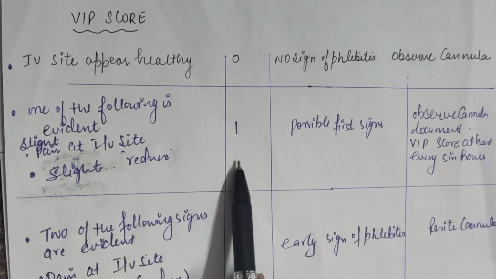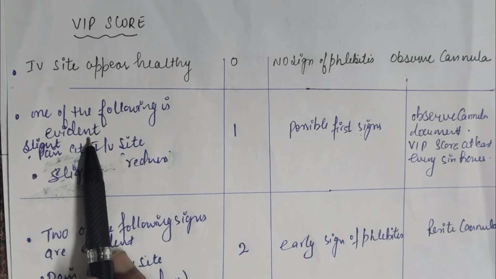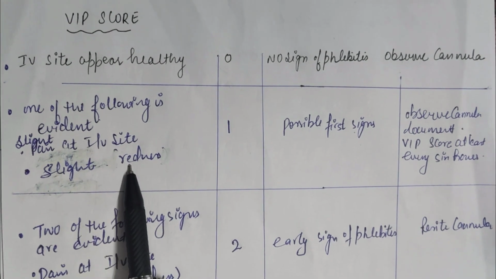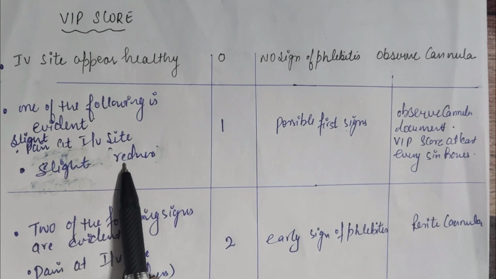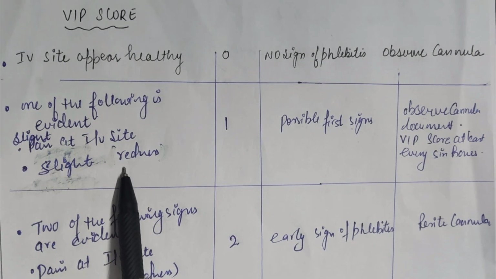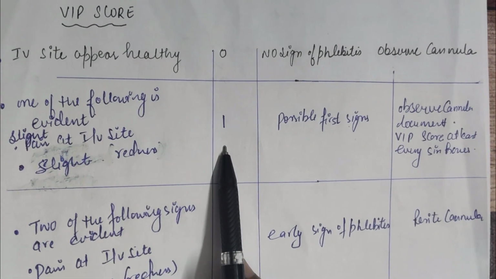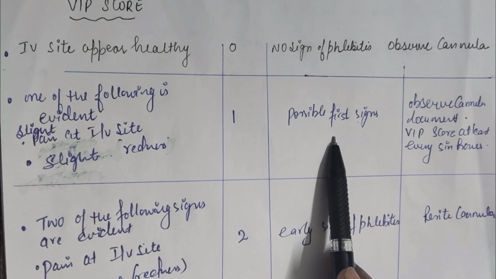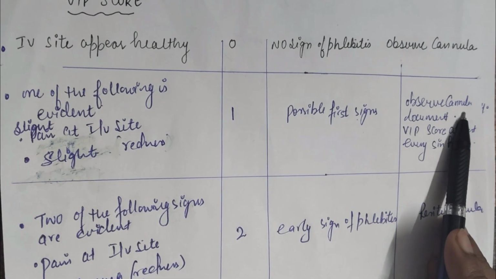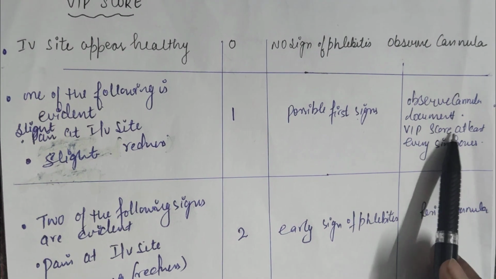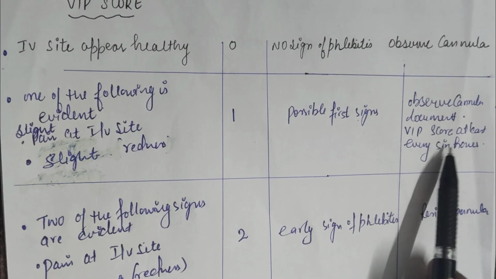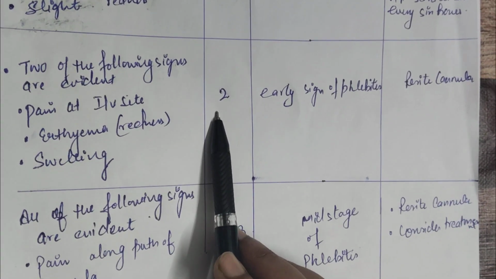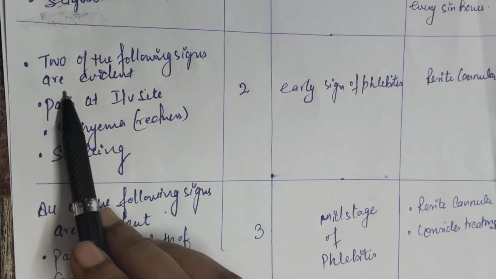Next is grade 1. In grade 1, one of the following is evident. Mainly there is slight pain at the IV site or slight redness. Either one can be there, pain or redness, and the score will be 1. Possibly this is the first sign. In this case, we can just observe the cannula and document it, and the cannula should be checked at least every 6 hours.